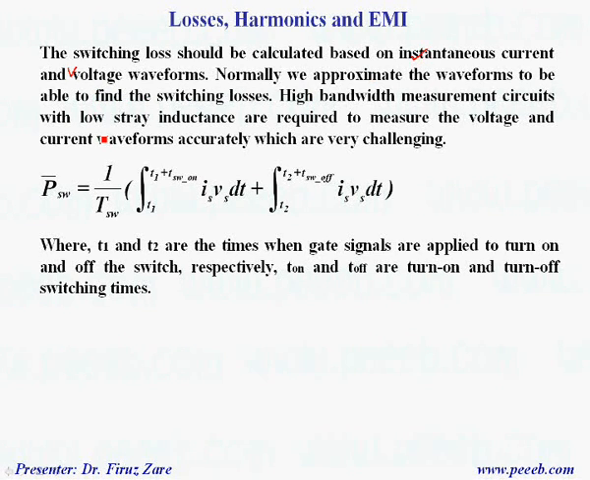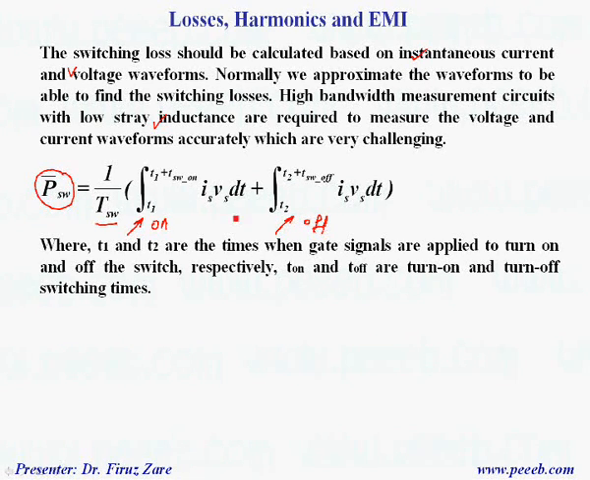Normally we approximate the current and voltage waveforms to be able to find the switching losses, but in a real case it's quite difficult and challenging, because we need high-bandwidth measurement circuits with low stray inductance to be able to measure the voltage and current waveforms accurately. So let's look at the switching losses. Basically, the switching loss over one switching cycle is given by this equation. This is the switching loss associated with the time that the switch is getting on, and this is the switching loss when the switch is getting off.